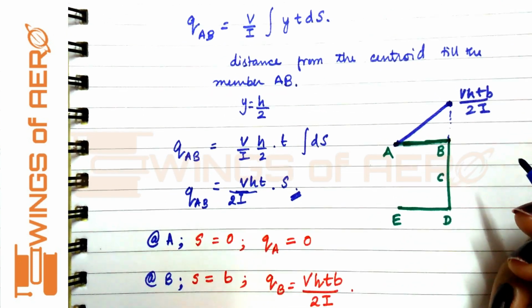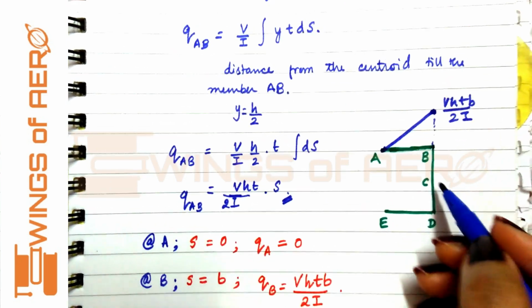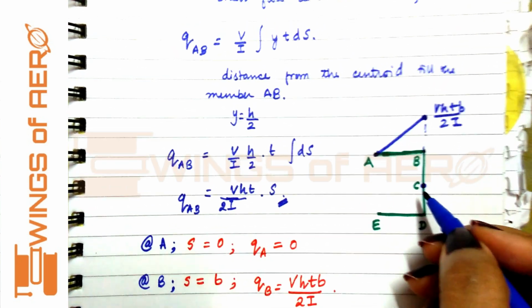Now we are going to find the shear flow distribution across BC. We will find it till C. C is the centroid.